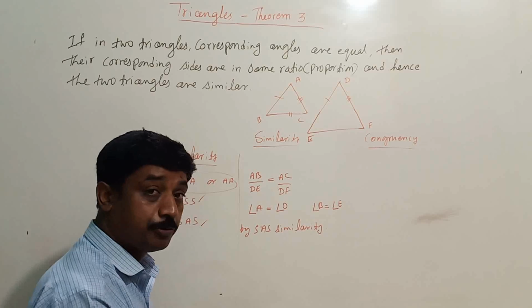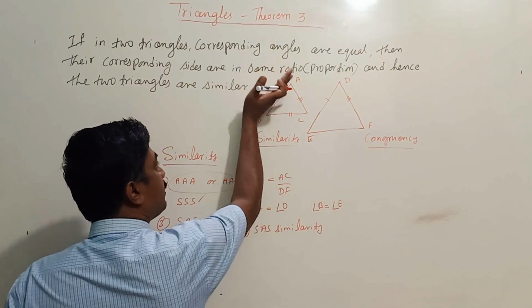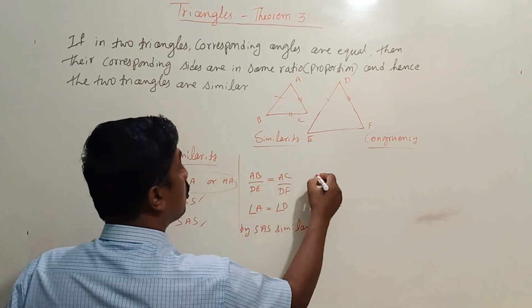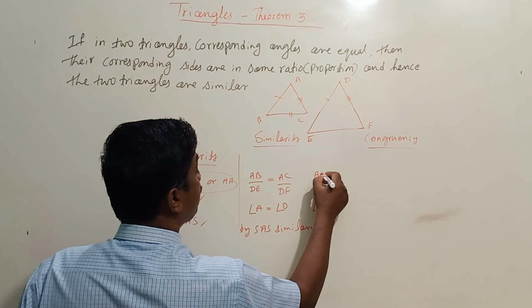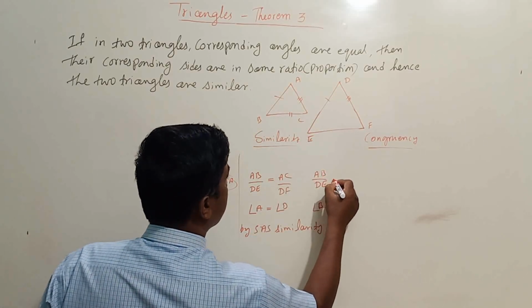Then what you need to do? Angle B is equal to angle E. Angle B is included by these two sides, and angle E is included by these two sides. Then those two sides must be in the same proportion. So AB by DE, alright.